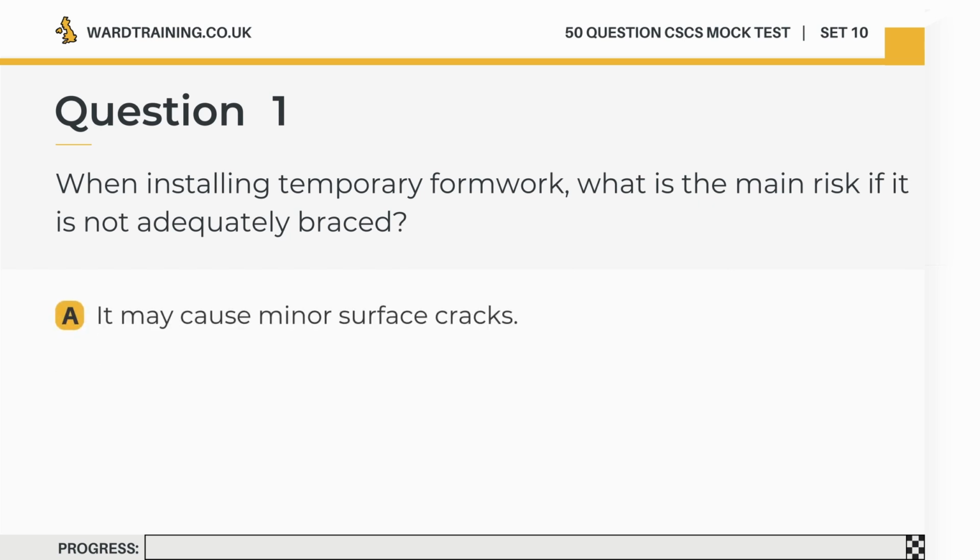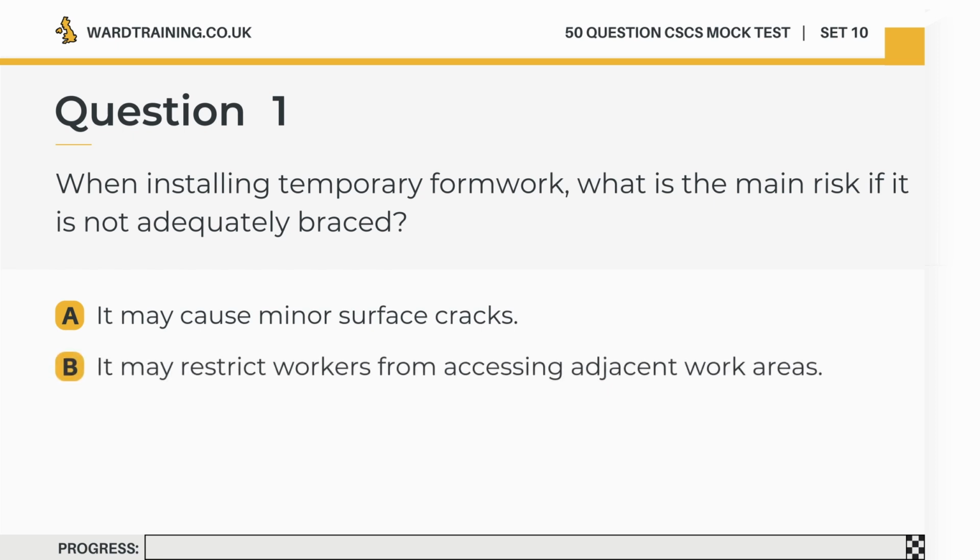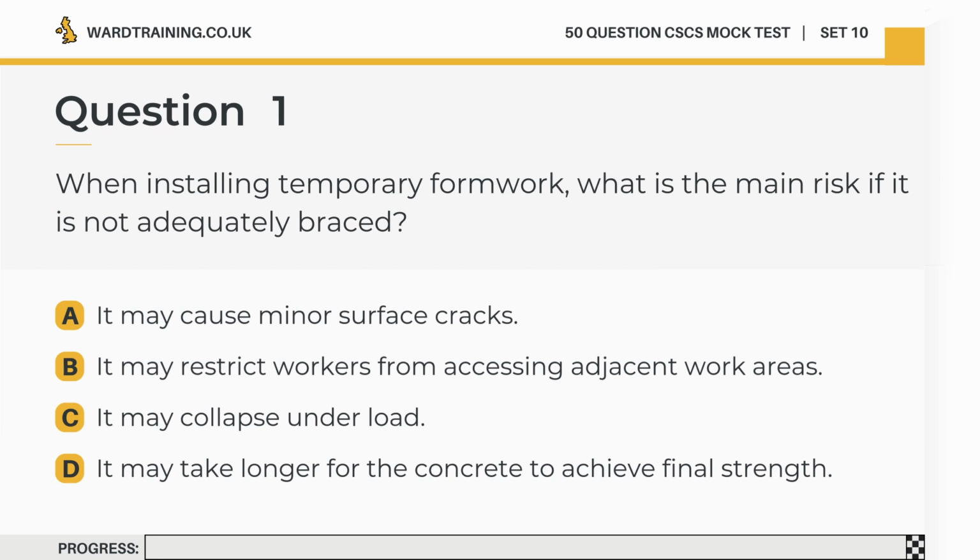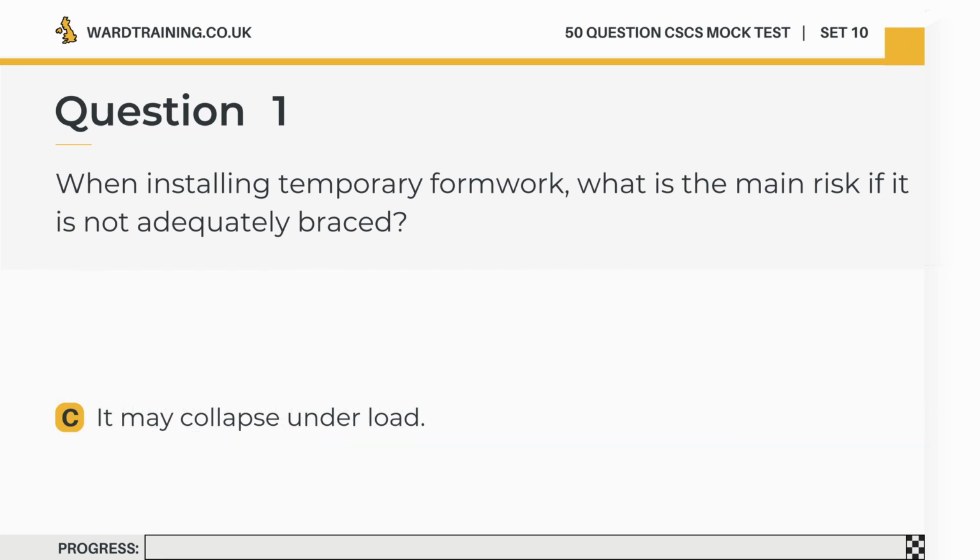A. It may cause minor surface cracks. B. It may restrict workers from accessing adjacent work areas. C. It may collapse under load. D. It may take longer for the concrete to achieve final strength. The correct answer is C. It may collapse under load.